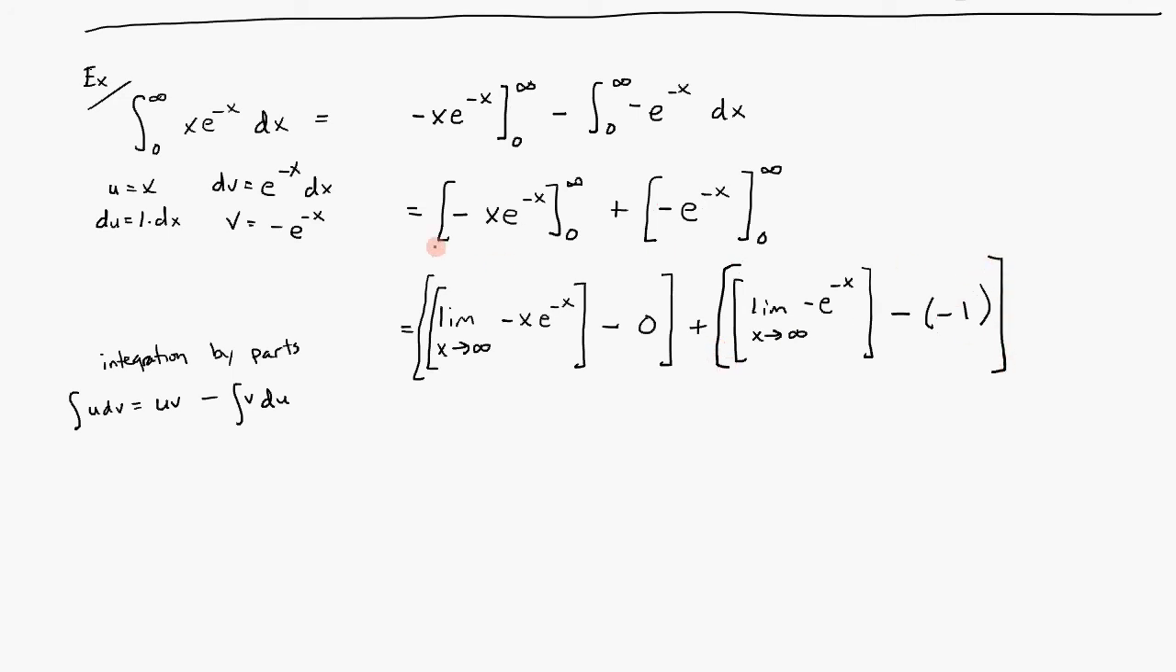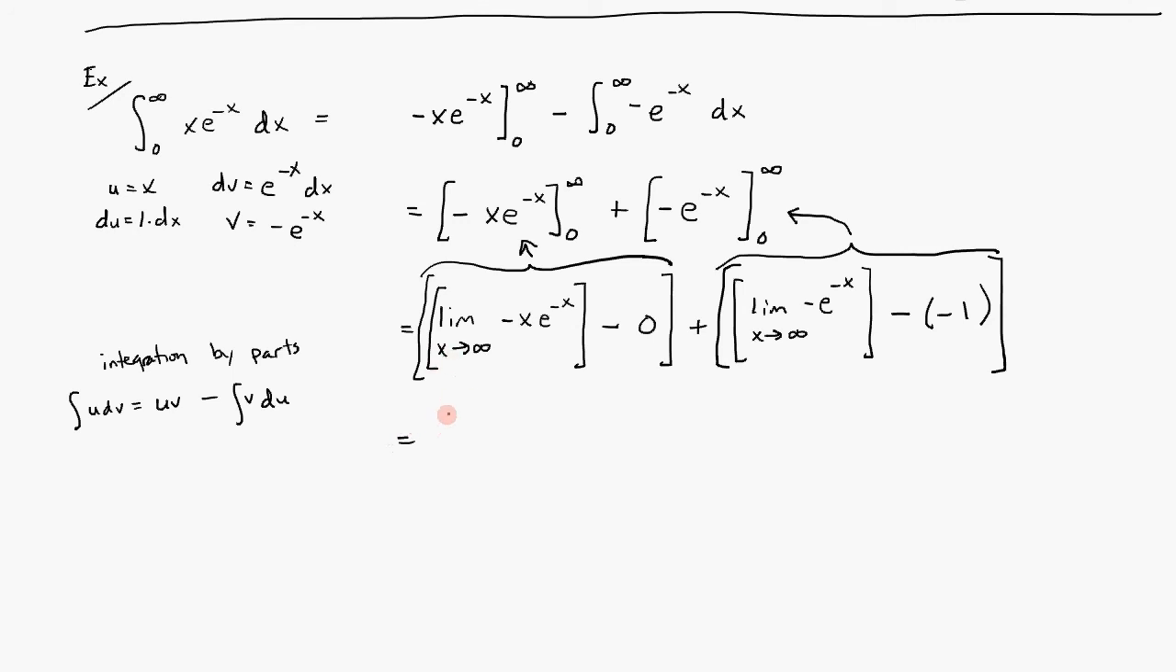So again, to keep track of everything, this part here is coming from this, and this part here is coming from this part. I'm evaluating at the two endpoints. Whenever I see an infinity, I introduce a limit, and whenever it's just a number, I plug it in as I normally would. Okay, so then we have this expression. So now I just need to compute these two limits.